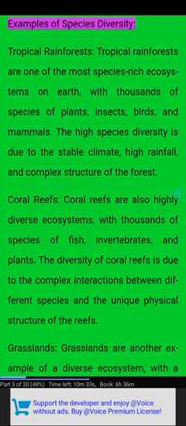Examples of species diversity. Tropical rainforests. Tropical rainforests are one of the most species-rich ecosystems on Earth, with thousands of species of plants, insects, birds, and mammals. The high species diversity is due to the stable climate, high rainfall, and complex structure of the forest. Coral reefs. Coral reefs are also highly diverse ecosystems, with thousands of species of fish, invertebrates, and plants. The diversity of coral reefs is due to the complex interactions between different species and the unique physical structure of the reefs.